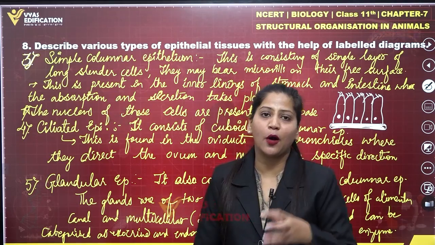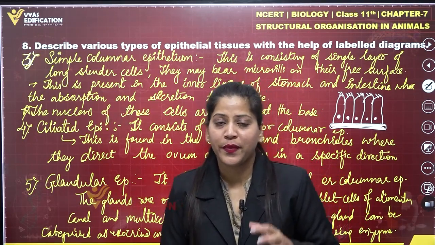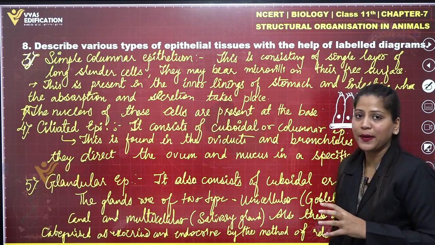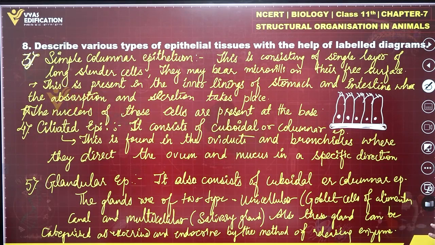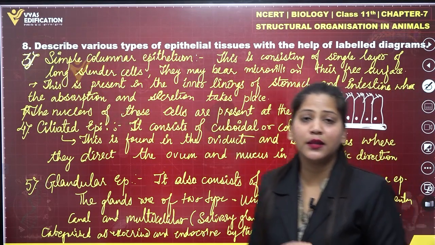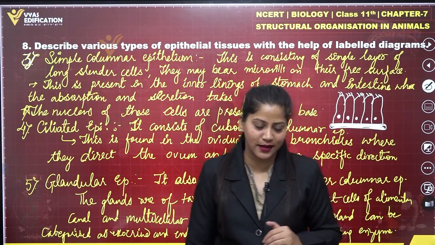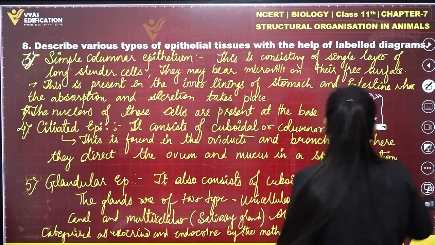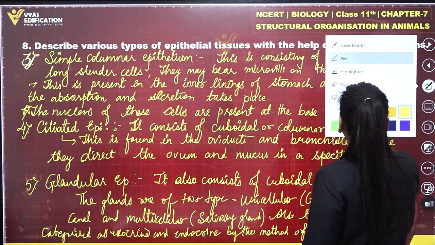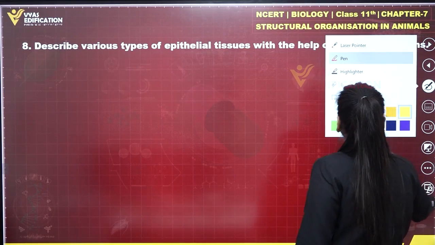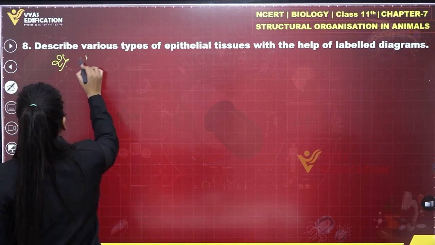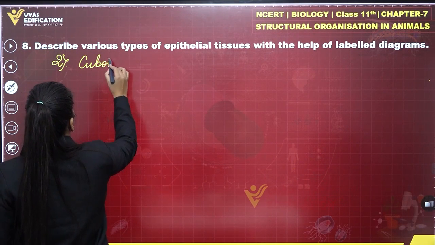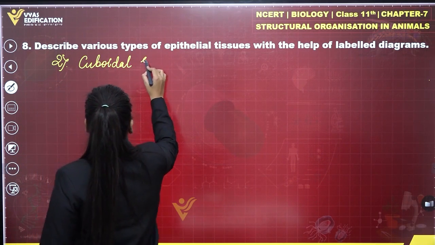Now we have to write about compound epithelial tissue. I hope you get it. What is simple epithelial tissue? This is your answer. Let's screenshot this as we are going to write the compound epithelium on the same slide. We are going to write cuboidal epithelium over here. So the second type of epithelium we have is cuboidal epithelium.